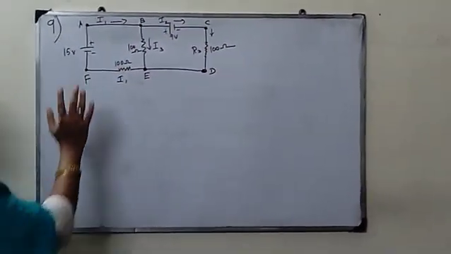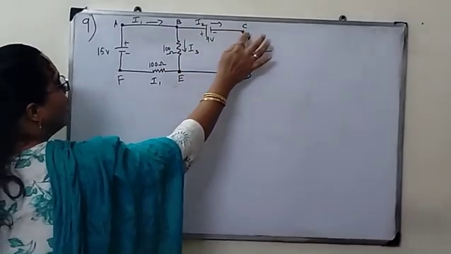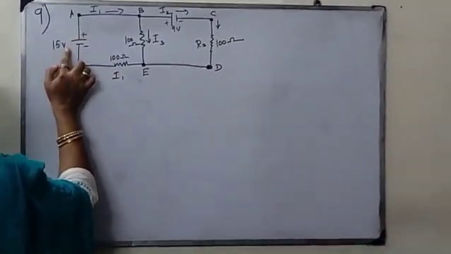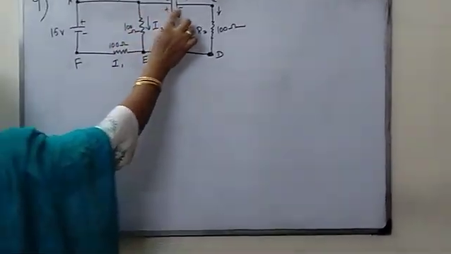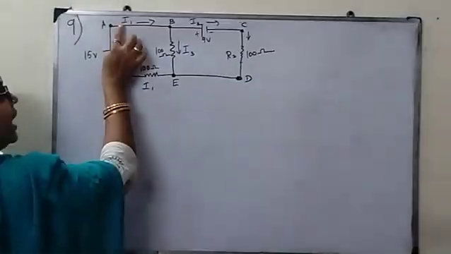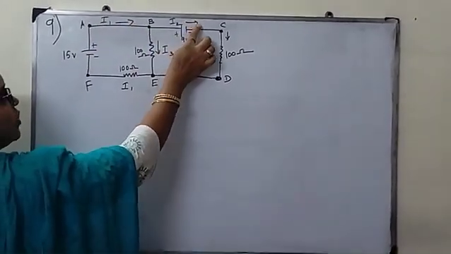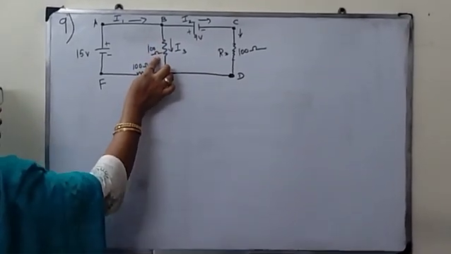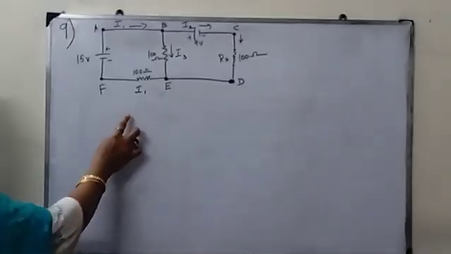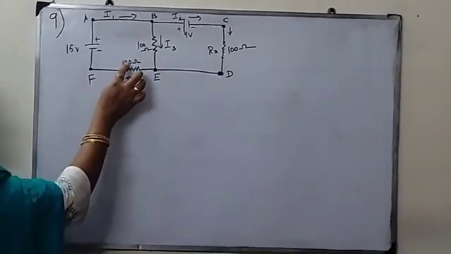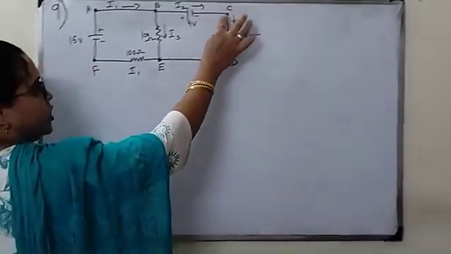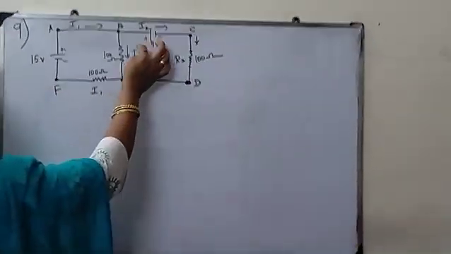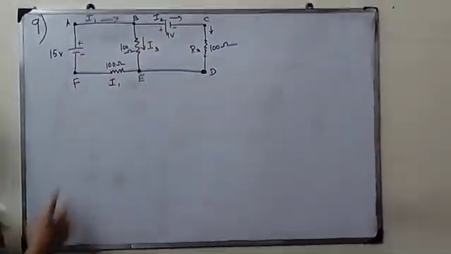So here we have 6 different junctions A, B, C, D, E and F. And then here we have a 15 voltage battery being connected. Here a 9 voltage battery, and then this is the direction of current I1 and this is the direction of current I2, and in between the junctions B and E we have a resistance of 100 ohms, and between the junctions E and F we have the resistance of 100 ohms, and between the junction C and D we have the resistance of 100 ohms. And here also there is a battery of 9 voltage with positive and negative terminals.